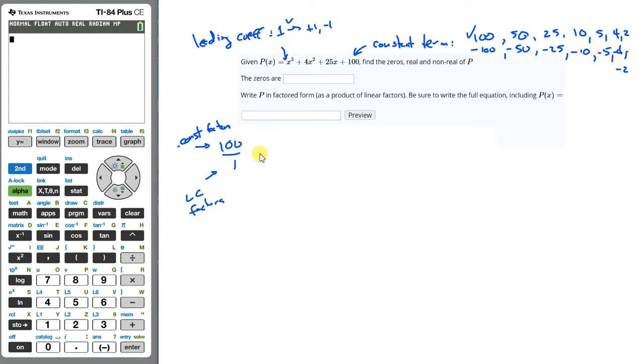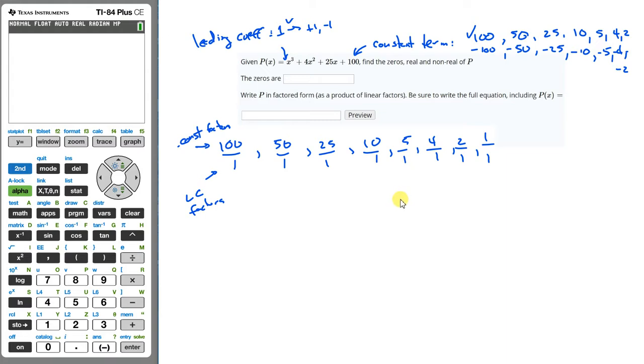So 100 over 1, or 100 over negative 1, how about 50 over 1, or 50 over negative 1, we could do 25 over 1, 10 over 1, 5 over 1, 4 over 1, 2 over 1, 1 over 1. So these are all possible, and then we could also do the negatives. Now, how do I know which of these is going to work?